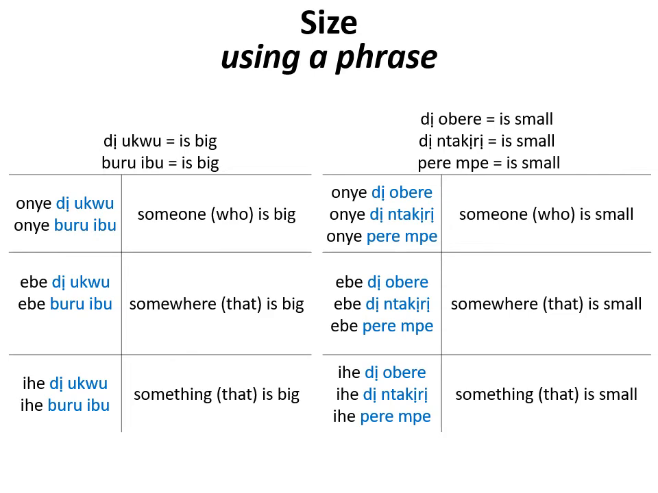And on the other side, we have small using di. So di obere or di ntakere is small. And then another very specific way of saying is small is perempe. So onye di obere, onye di ntakere, or onye perempe is someone who is small. Ebe di obere, or ebe di ntakere, or ebe perempe is somewhere that is small. And ihe di obere, or ihe di ntakere, or ihe perempe is something that is small.